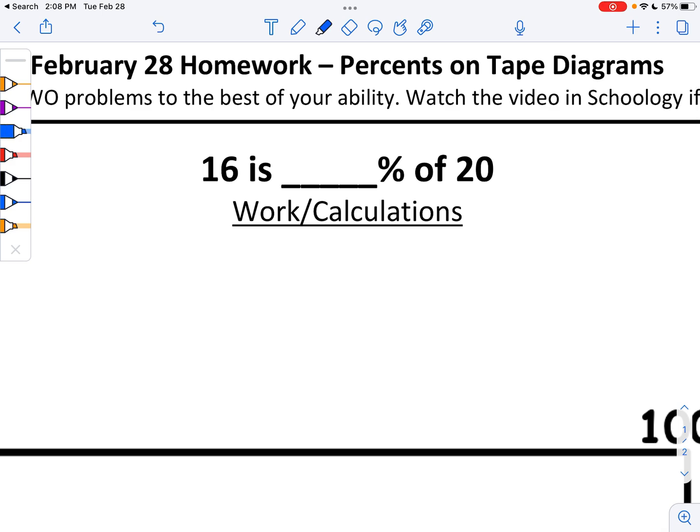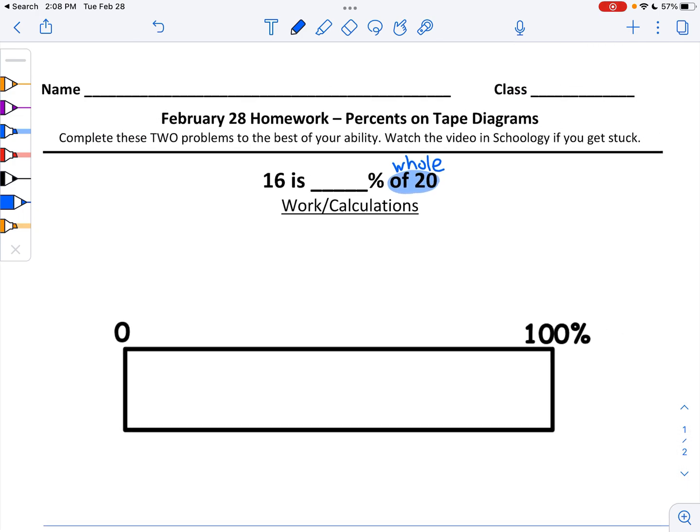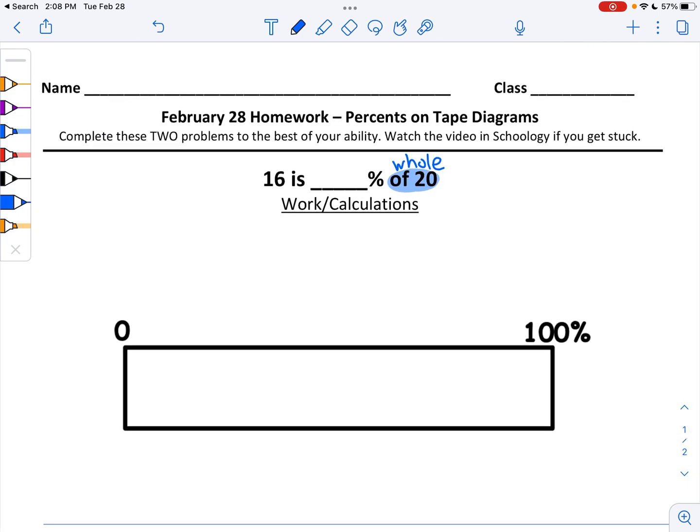Okay, so when you do your work for number 1, start by finding the whole. Start by saying it says "of 20," 20 is the whole, and see if you can finish from there. Don't forget to turn it in when you're done.